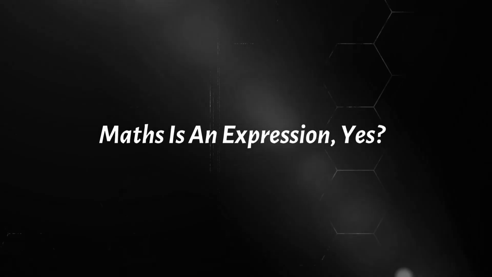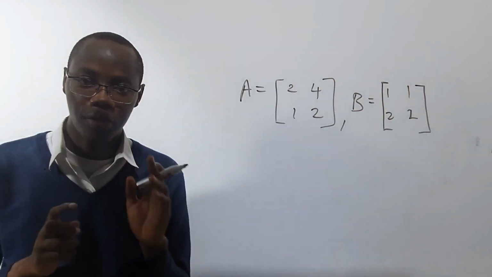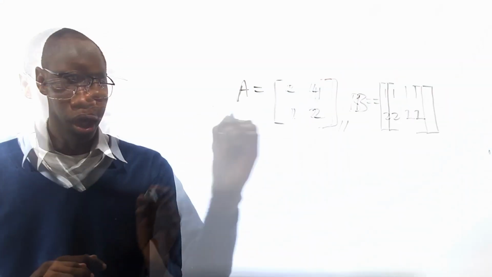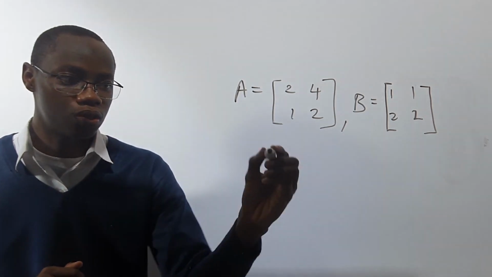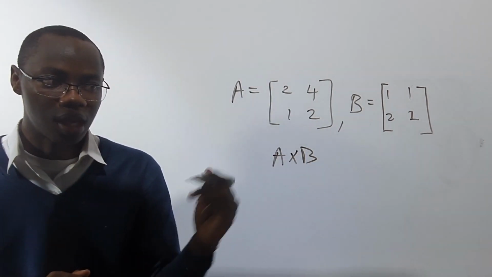And very quickly, let's look at how to multiply correctly in matrices. Matrix multiplication is really simple and it's probably the easiest thing you do in matrices. So take for example, you have these matrices now. How do you multiply them? If you're asked A times B, what is A times B?